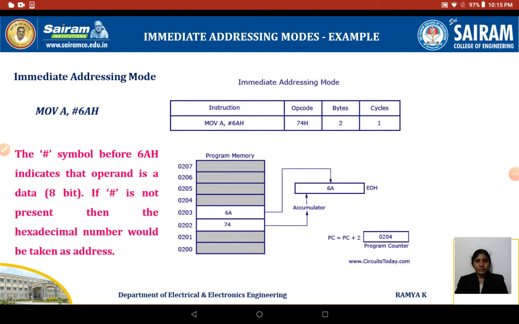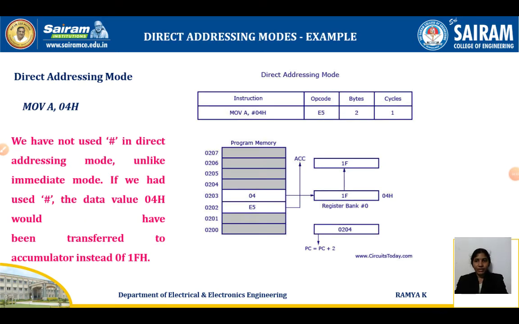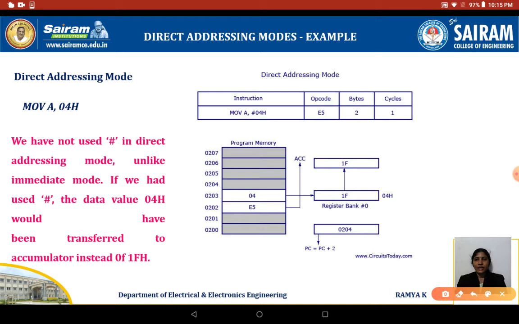Next is your direct addressing mode. In direct addressing, the address is specified directly in the instruction. For example, consider MOV A, 04H. Here 04 is your address, not data. MOV A, 04H means 04 is R4, that is, we have not used the hash symbol. If you use the hash symbol before this data, it will become immediate addressing mode. If you are not using any hash symbol, then it is an address. That is the only difference between immediate addressing mode and direct addressing mode.